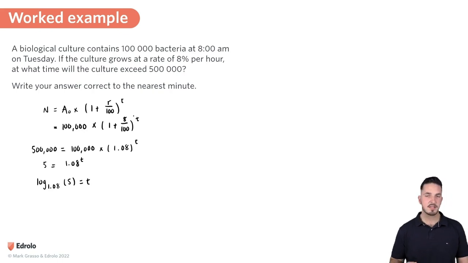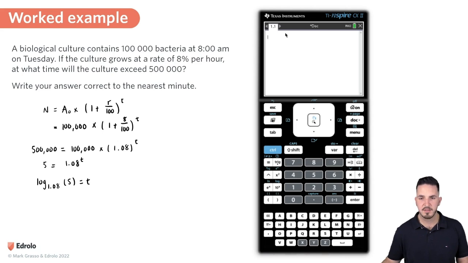In this case, because it says write your answer correct to the nearest minute, we do have to use a CAS in order to approximate log base 1.08 of 5. So now to approximate this value, we're going to have log base 1.08 of 5.